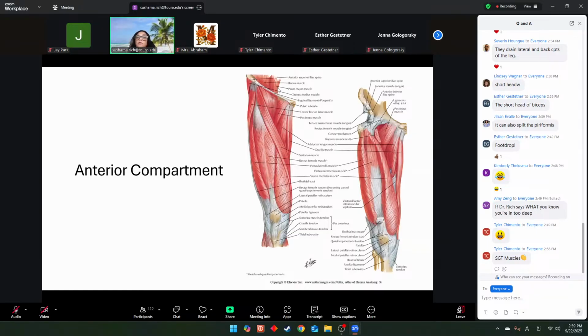So it comes from the lumbar vertebrae all the way down, and it's going to the lesser trochanter here. Okay, it's inserting on the lesser trochanter. So this is the psoas major muscle. Iliacus comes from the iliac fossa.